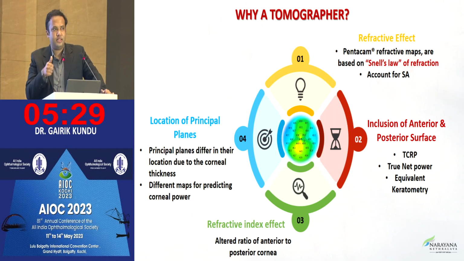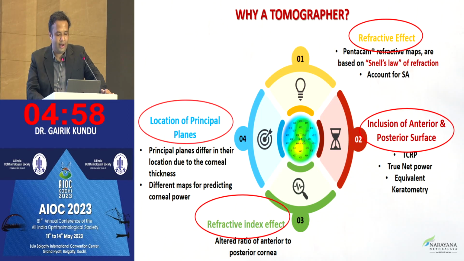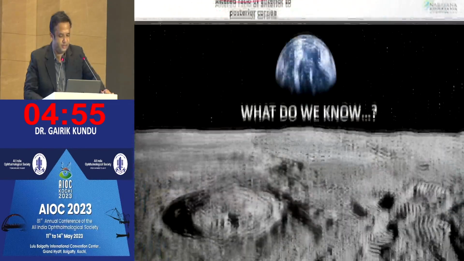The refractive index, traditionally Placido or any keratometers use a refractive index of 1.3375, but actually it is 1.332. You don't need to remember the values, but you need to remember that there is an inbuilt correction in these IOL formulas to factor in that change in the refractive index. And also the location of the principal planes. Though it is not very significant, the principal meridian of the anterior surface of the cornea is in fact different from the posterior surface of the cornea, and how it is extrapolated to practice is something I'll speak to.